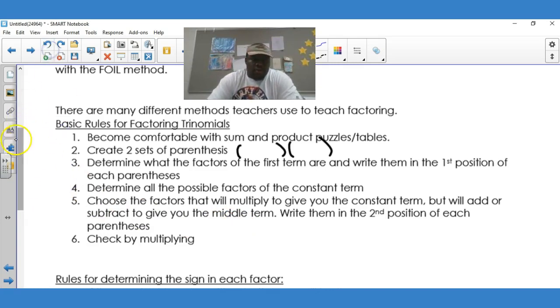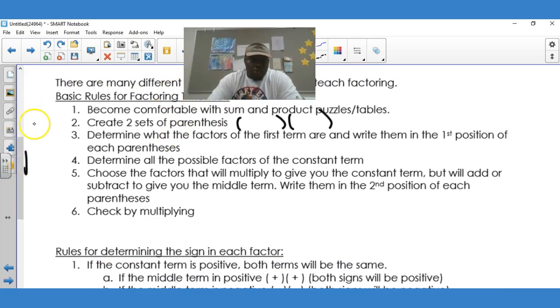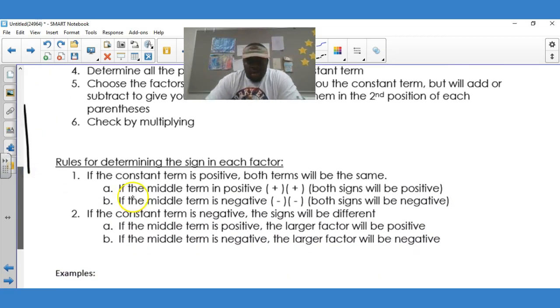So those are the basic rules. We're going to use those very faithfully in this class. You need to learn the rules through practice. Now, rules for determining the sign of each factor. I'm going to go over that in a second. We'll read through it.